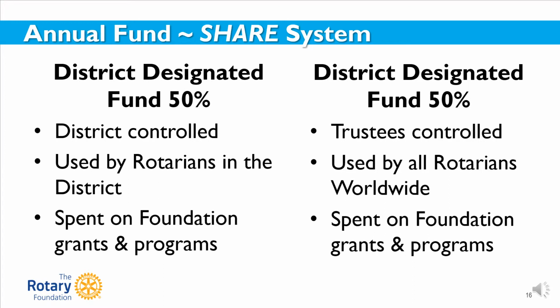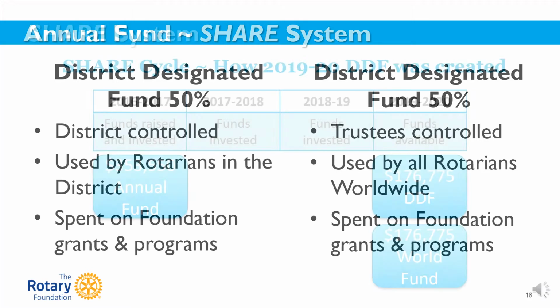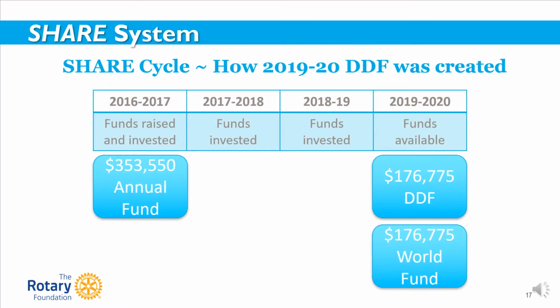The other 50%, or $250, goes to the World Fund, which is controlled by the trustees of the Rotary Foundation and is used to fund foundation grants and programs at the trustees' discretion. The World Fund is the source of the Rotary International match for your global grants. The funds your club will have access to next Rotary year are the result of contributions made 4 years ago. This is why it is so important to maintain consistent support of the Rotary Foundation in your club.